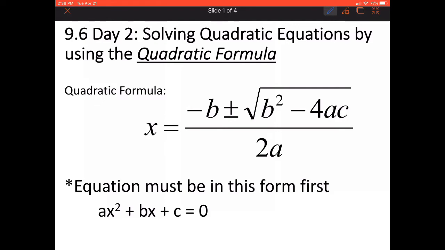In today's video, we're going to actually use the quadratic formula to solve quadratic equations. In our previous video, we just identified A, B, and C and set up the quadratic formula, but today we're going to actually do the calculations and find our solutions.